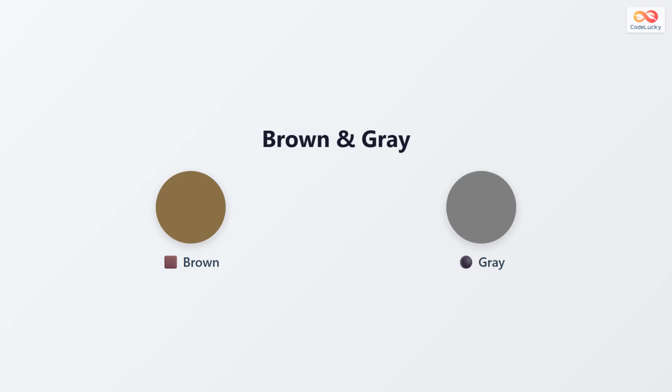Now let's learn about brown and gray. Brown is a warm, natural color. You find brown in soil, wood, chocolate, and tree trunks. Gray is a neutral color between black and white. It is calm and balances between extremes. Gray appears in clouds, concrete, and metal. Both colors are versatile and appear frequently in nature and everyday objects.